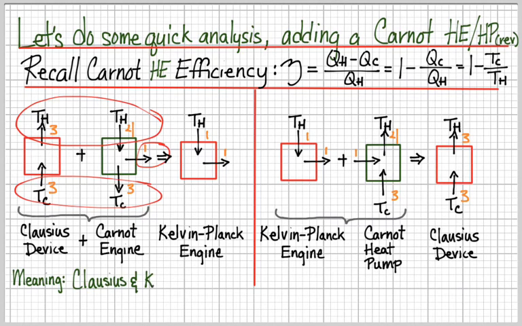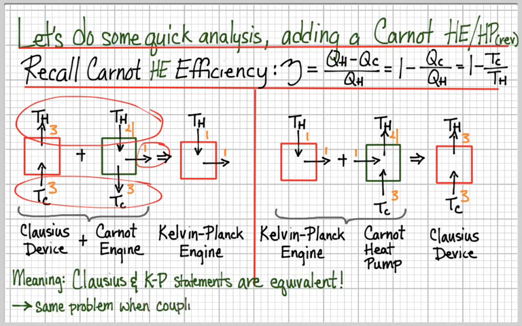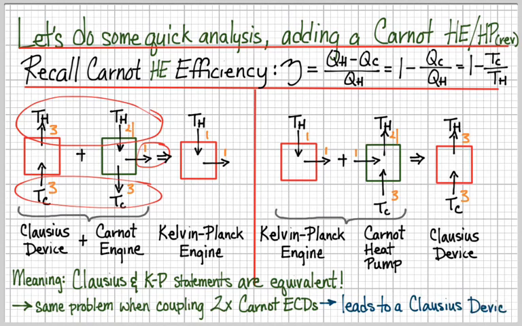You might want to pause here and think about what I just did in these diagrams. You can feel free to go to the DeVoe chapter on this as well. But the ultimate meaning is that both the Clausius statement for a perpetual motion machine and the Kelvin Planck statement for a perpetual motion machine are equivalent. They're the same problem. You get the same problem when you plug together a Carnot heat engine and a Carnot heat pump. You get an impossible device out of that. You will ultimately get a Clausius device.